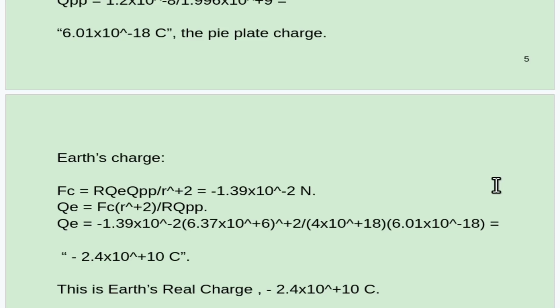We know what the pi plate charge is. We know what r is. Substitute those values, and we come up with a charge of the Earth of minus 2.4 times 10 to the plus coulombs.